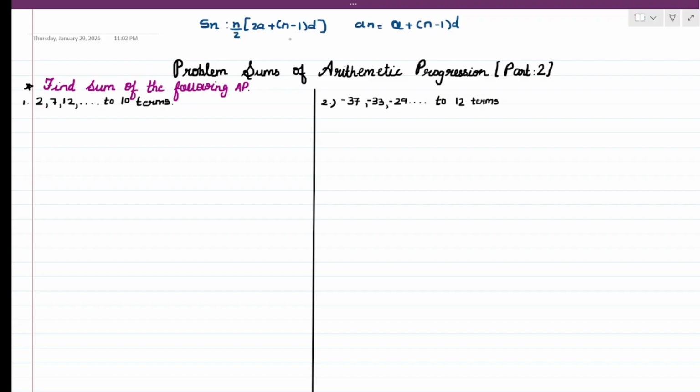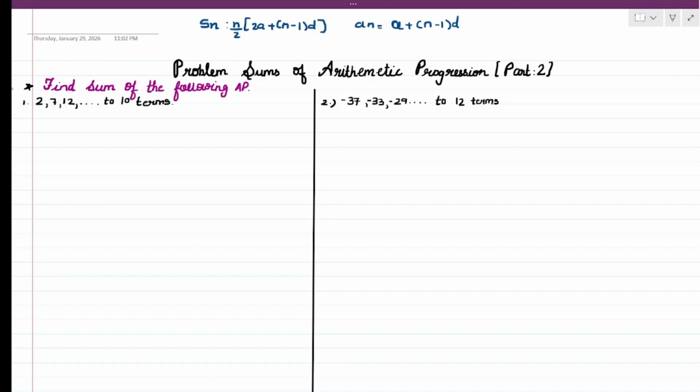Now you should know that an is meant to be the last term of any AP. For any AP your last term is considered as your an. But for Sn, if you are adding 2 plus 7 plus 12, then after the end of the 10th term, what will be its summation? That is asked over here. And an means when you are going according to your AP like 2, 7, 12, then what number will come on your 10th term. That is meant for an.